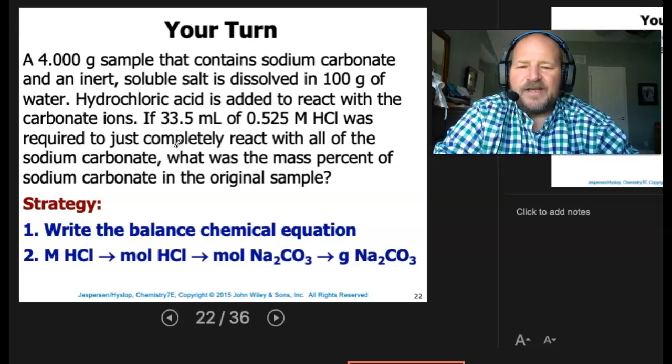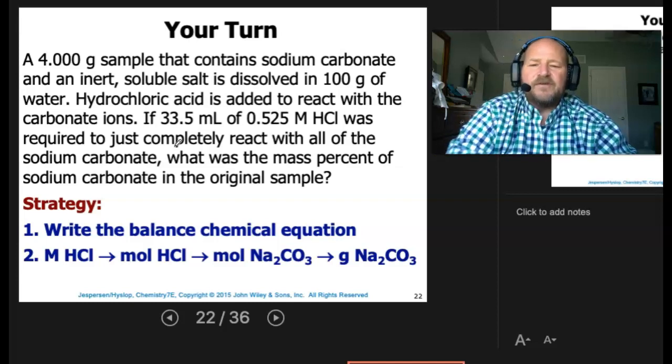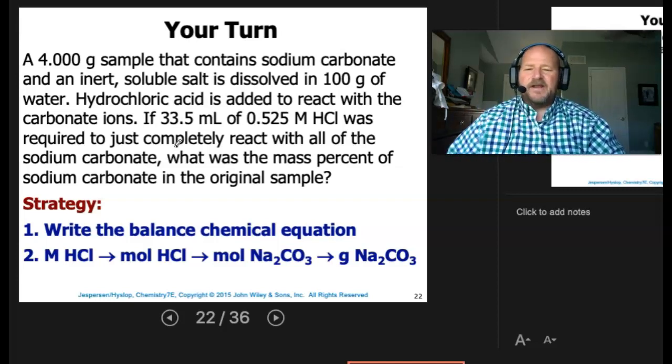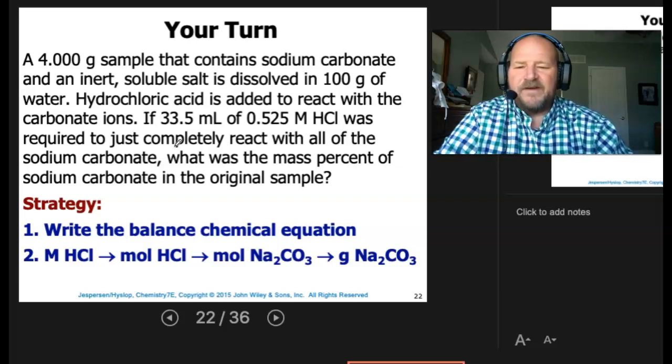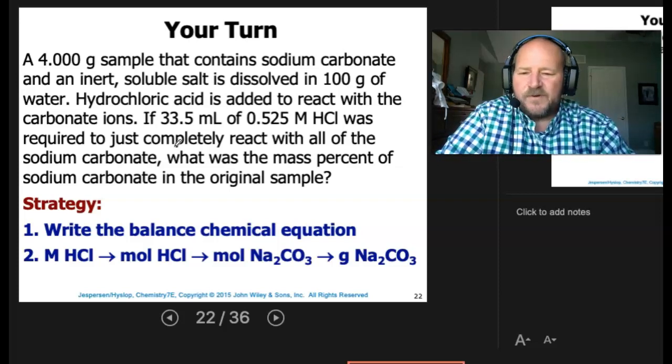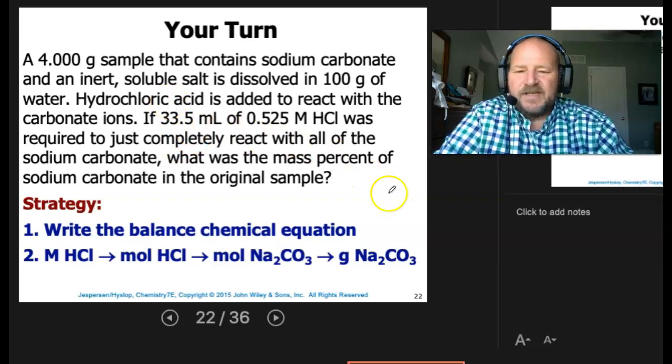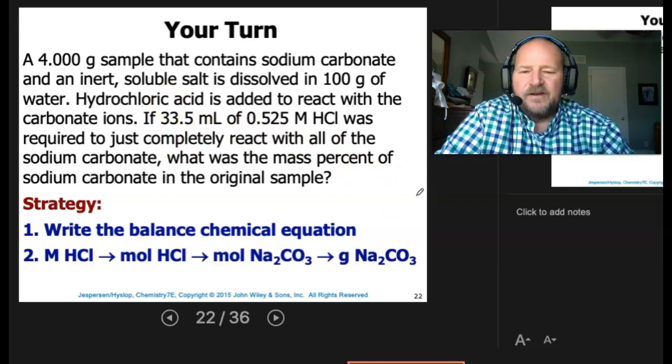So a 4 gram sample that contains sodium carbonate and an inert soluble salt is dissolved in 100 grams of water. Hydrochloric acid is added to react with the carbonate ions. If 33.5 milliliters of this HCl was required to just completely react with all of the sodium carbonate, what was the mass percent of sodium carbonate in the original sample?